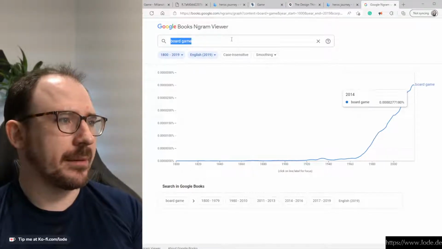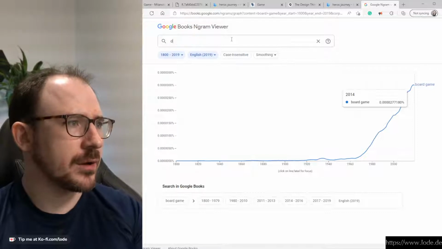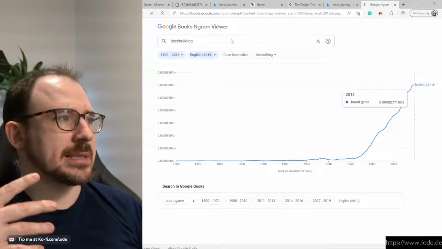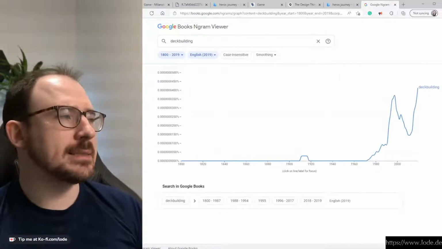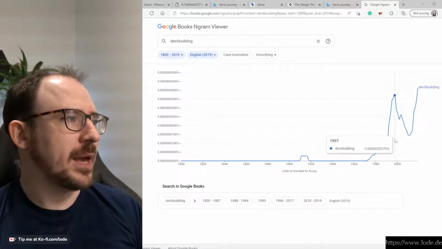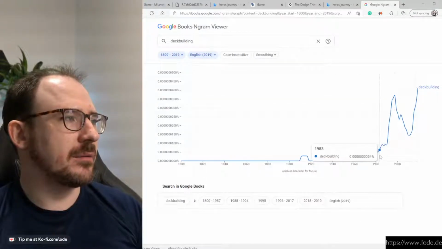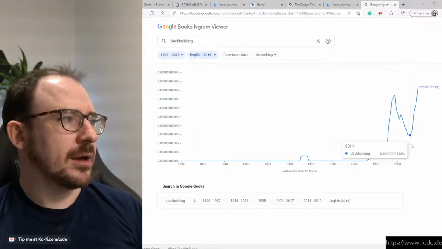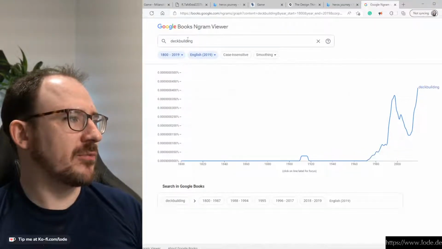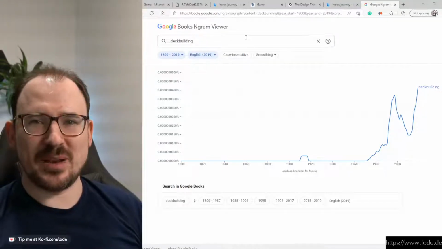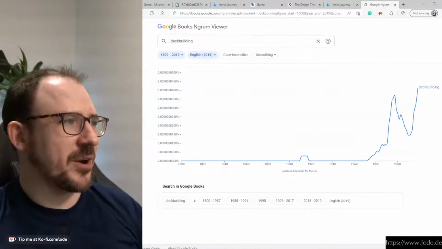For example, what do I have here? There's a game mechanic called deck building, where you basically build your hand, and that is significantly increasing, I think, because of Magic: The Gathering. Of course, you have to be a little bit careful not to get a search term like deck building, like the deck of your house.